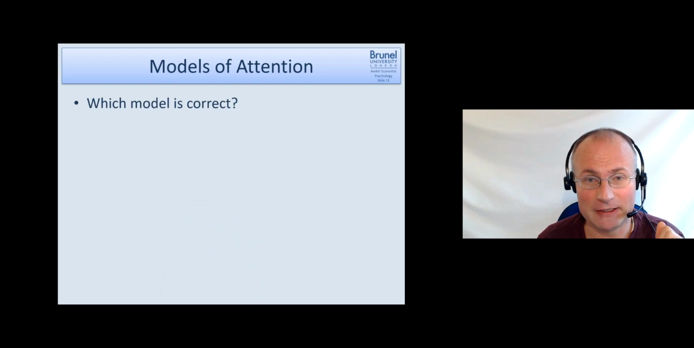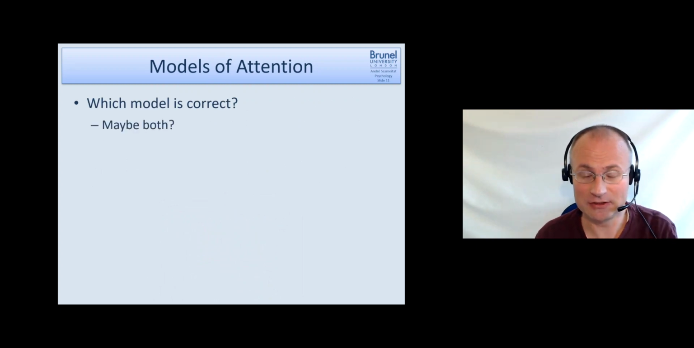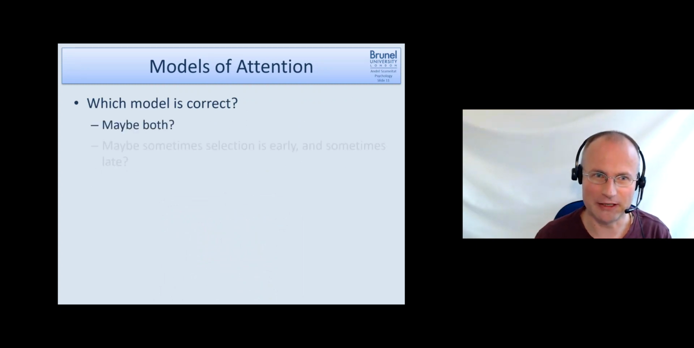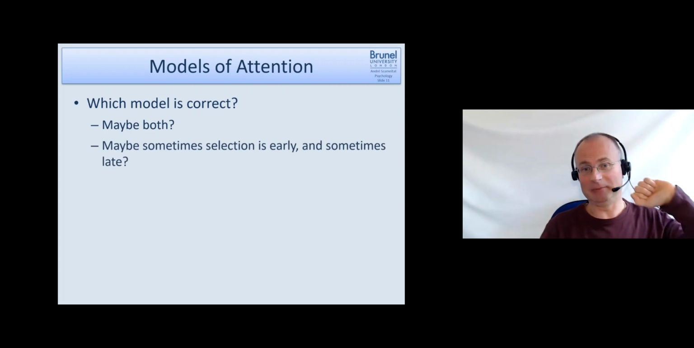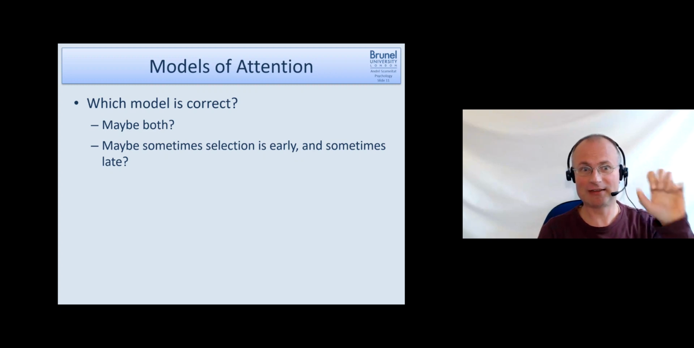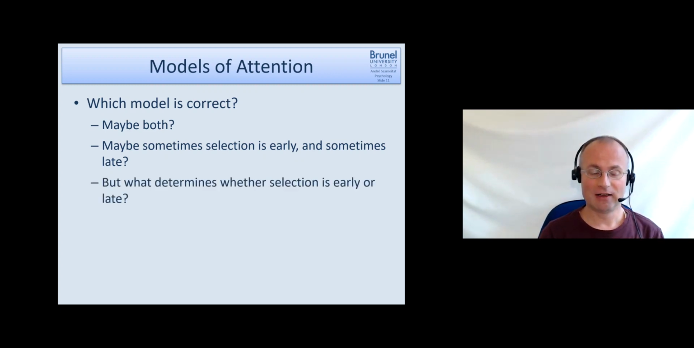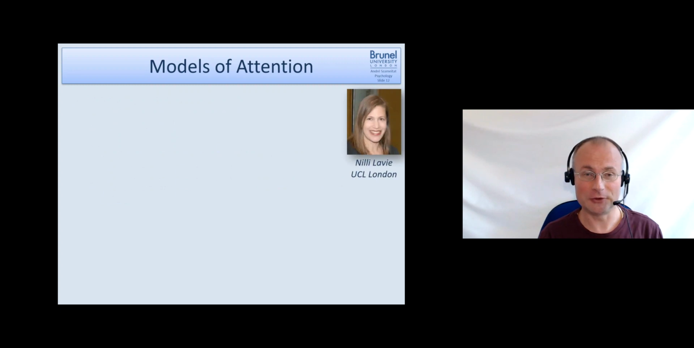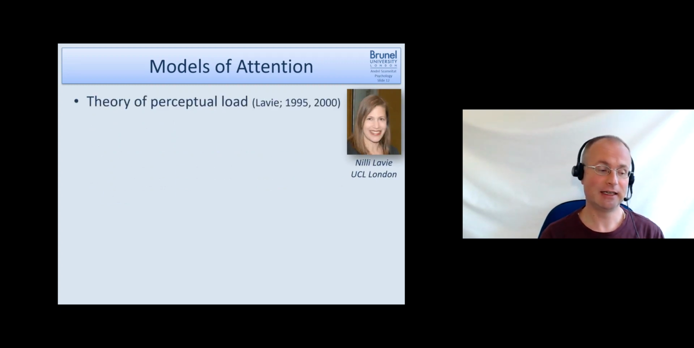So, which model is correct, early or late? And the answer is, maybe both are correct. Maybe sometimes we select based on early selection models and sometimes late. Then, of course, the question comes up, what determines whether we do early or late selection? The answer to that has been given by Nilli Lavie, who's at UCL in London, in her theory of perceptual load, or in brief, load theory.